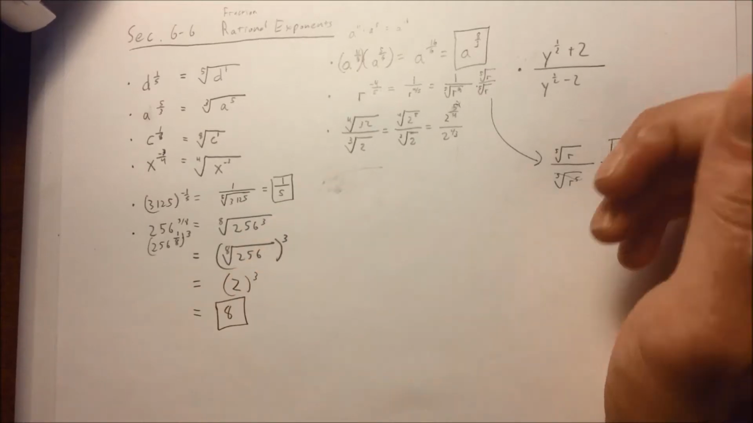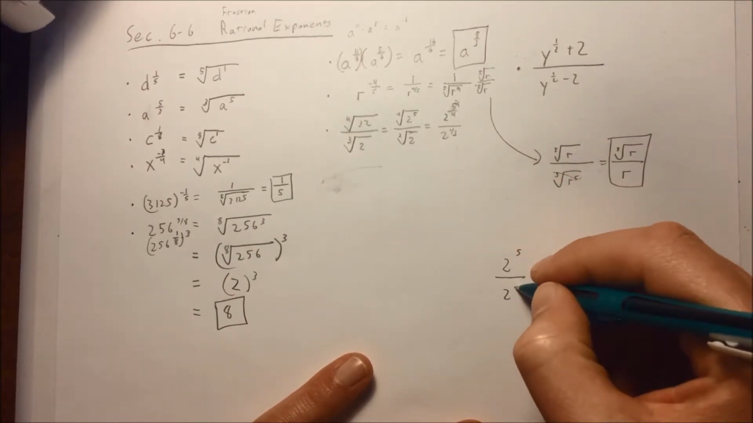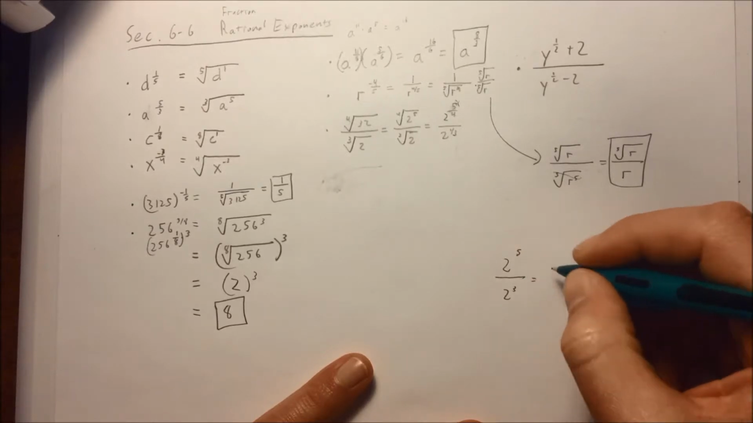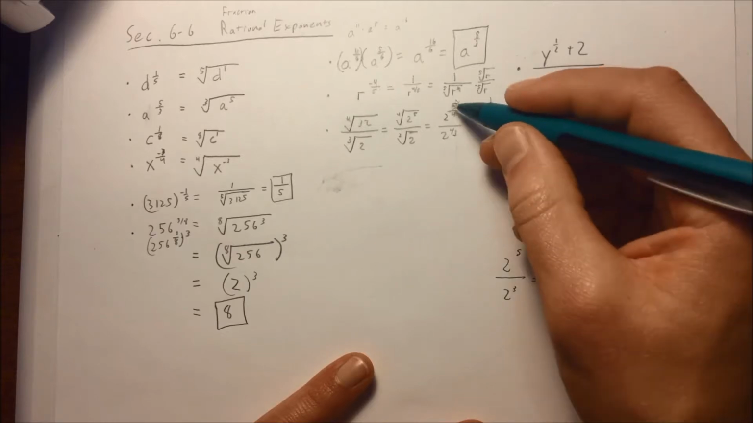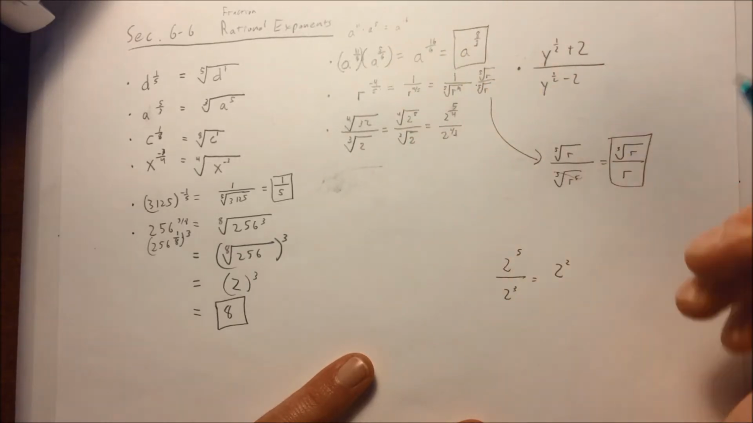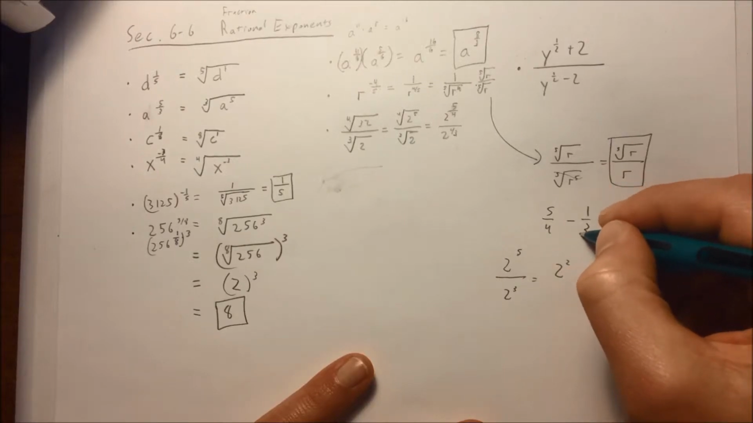Just like if I had the problem 2 to the 5th over 2 to the 3rd, I would subtract them and get 2 to the 2nd. It's the same thing here. I have to subtract the exponents. So what is 5/4 minus 1/3?